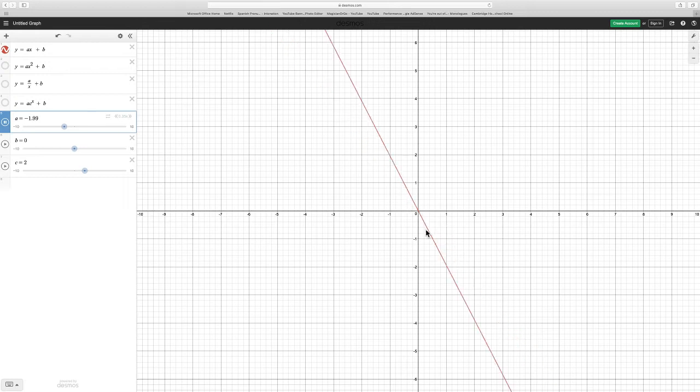And then after A becomes negative, the graph flips over. And this is only affecting A between negative 10 and 10. But as you can see, as A approaches infinity, the line basically becomes vertical. And as A is 0, the line is horizontal. When it's positive, it's facing this way, and when it's negative, it's facing the other way. Okay, let's put A back at 1.